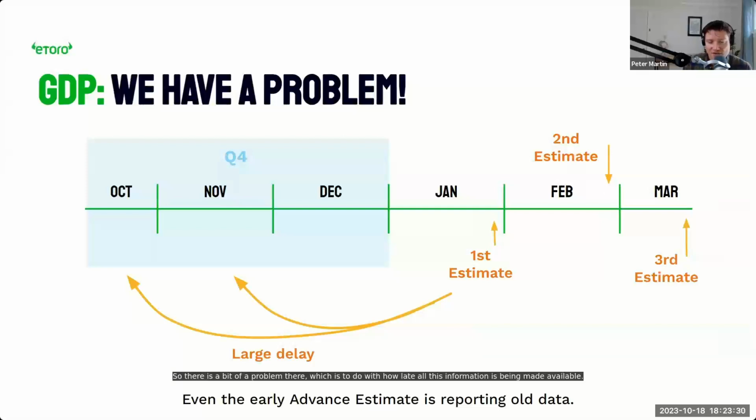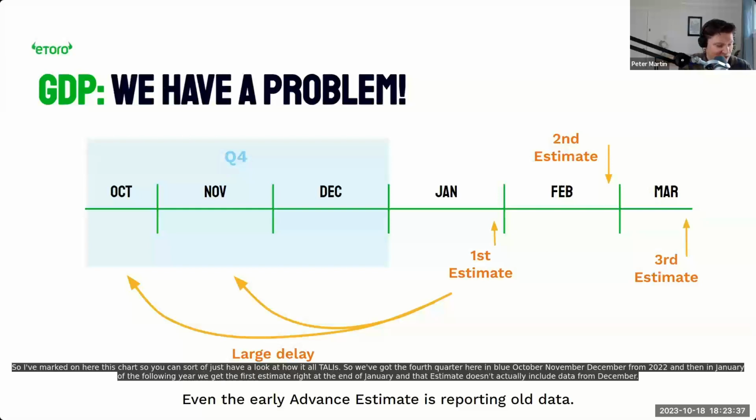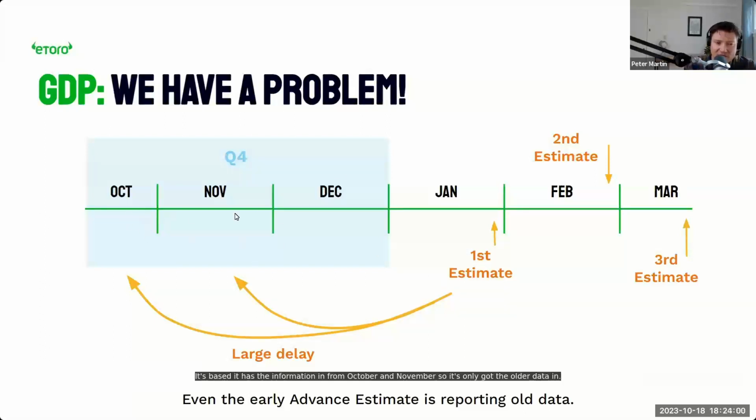So there is a bit of a problem there, which is to do with how late all this information is being made available. I've marked on this chart so you can have a look at how it all tallies up. We've got the fourth quarter here in blue, October, November, December from 2022. And then in January of the following year, we get the first estimate right at the end of January. And that estimate doesn't actually include data from December. It has the information from October and November. So it's only got the older data in.